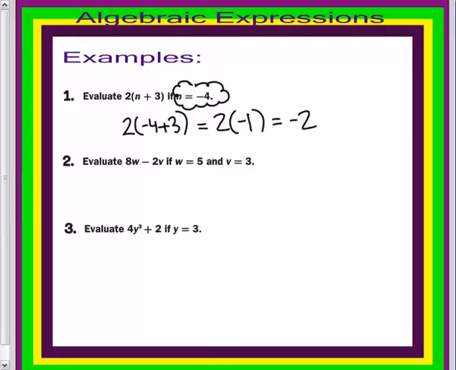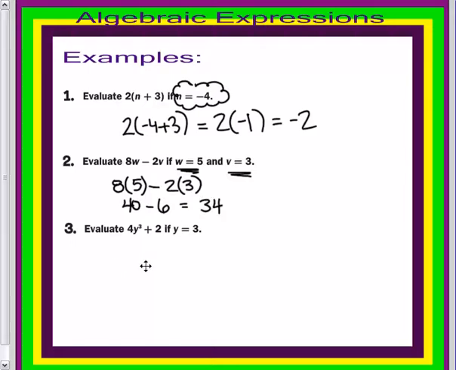Okay, let's look at a couple more that we can evaluate. What if they have 2 variables? Well, we plug in what they tell us to for both. So for w, we're going to plug in 5, and we're going to multiply it by 8, and then subtract 2 times our v, which is 3. So 8 times 5 is 40 minus 6, which would be 34. Okay?